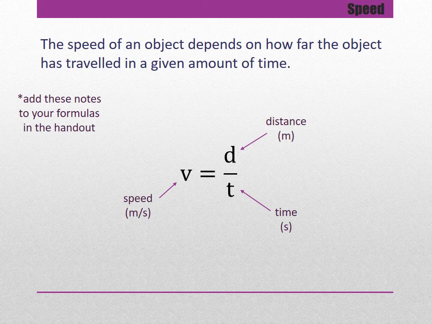The first formula is one that you used in grade 10. It's used for calculating speed. Your speed depends on two things: how far you've traveled and how long it took for you to travel that distance. So the speed of an object depends on how far the object has traveled in a given amount of time. I want you to add these notes to your pink sheet, that v is speed measured in meters per second, d is distance measured in meters, and t is time measured in seconds.